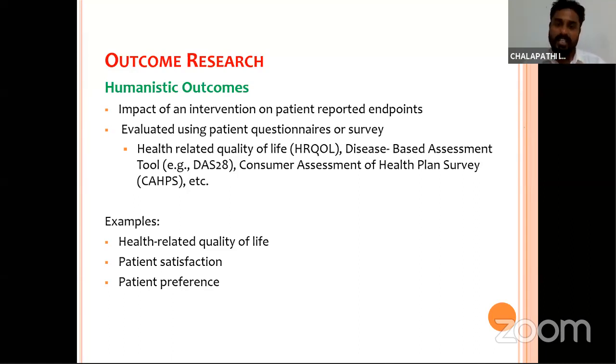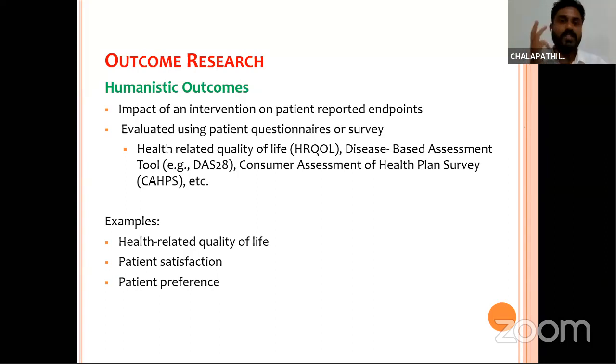I can only say it myself. You cannot say how much quality of life I am having right now, right? That kind of patient experience, patient preference, or patient satisfaction, such outcomes cannot be measured by a second person. The impact of an intervention on a patient-reported endpoint can be expressed or given only by the patient. That is called a humanistic outcome.